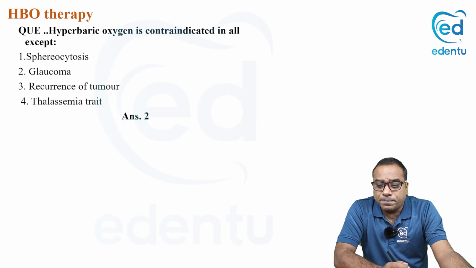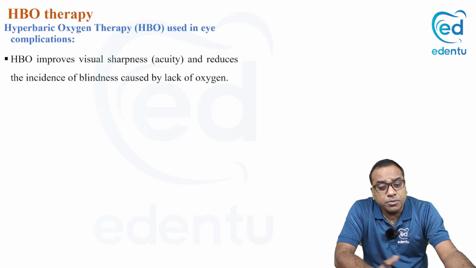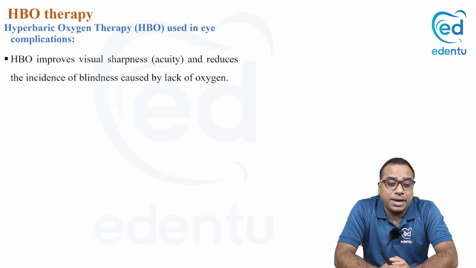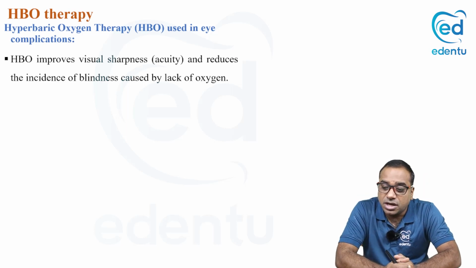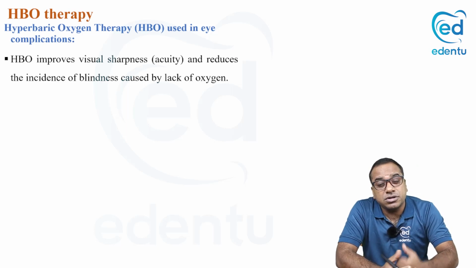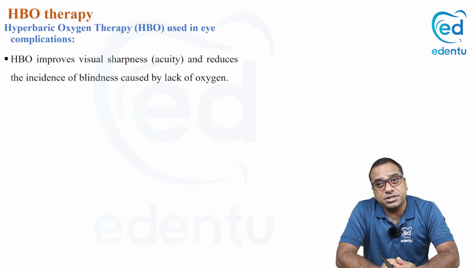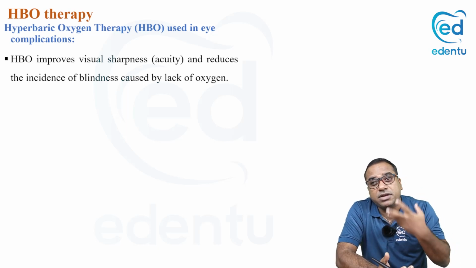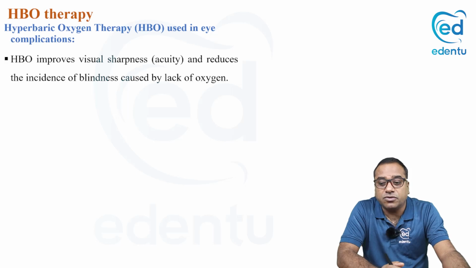So coming to the explanations. It improves the visual acuity and reduces the blindness caused by lack of oxygen, because you are stimulating and giving oxygen. It improves the retinal blood flow also; the eye retinal blood flow will increase. It reduces the scar formation after surgery also. So for scar formation anywhere, HBO therapy is really great, because oxygen is in surplus.